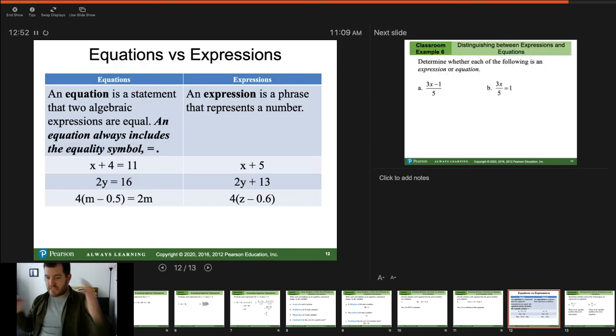Really quickly, the last thing we're talking about, and I kind of hinted at this at the beginning of the video, just to wrap it up again, equations versus expressions. Equations have equal signs, expressions don't. That's pretty much the biggest thing. The nice thing about equations is once we solve equations, we can plug the answers back in to see if they work. Expressions, you can't really do that.